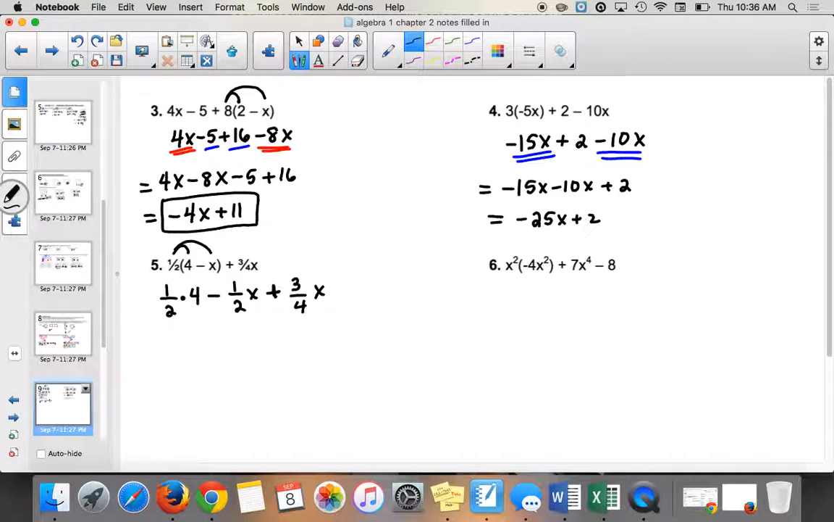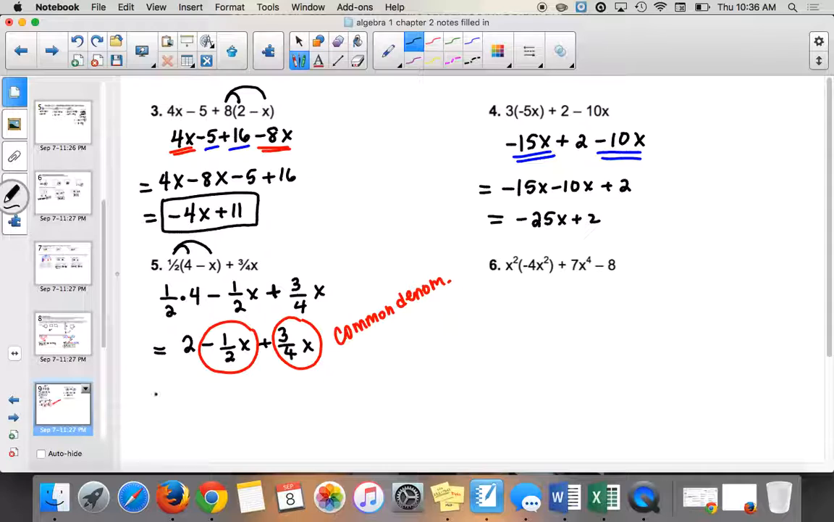So 1/2 times 4. So we're saying half of 4. 2. And then I have my minus 1/2 x plus 3/4 x. So I need to combine these two terms. I need to add them together. All right, so in order to do that, I need to have common denominators. So on the first one, the 1/2, I'm going to change it. What should I change it to? Yeah? 2 over 4. Yep.